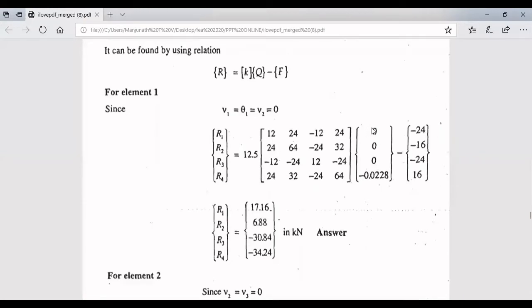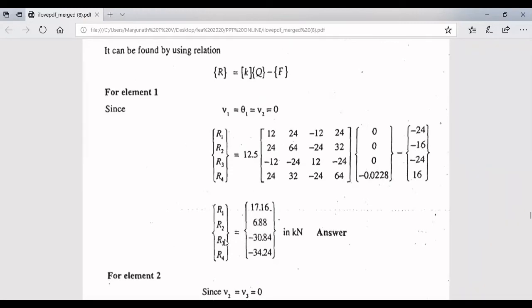So 12 into 0 plus 24 into 0 plus minus 12 into 0 plus 24 into minus 0.0228 minus of minus 24. If you do this, we will get 17.16 as a reaction force. Similarly, if you want to calculate R2, this 12.5 we also need to multiply, don't forget this. 12.5 into 24 into 0, 12.5 into 64 into 0, and then 12.5 into minus 24 into 0, 12.5 into 32 into minus 0.0228, minus of this value minus 16, which gives 6.88.